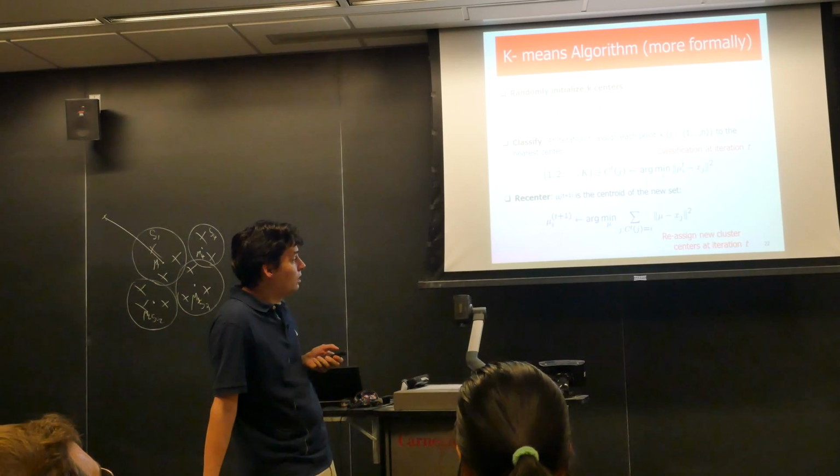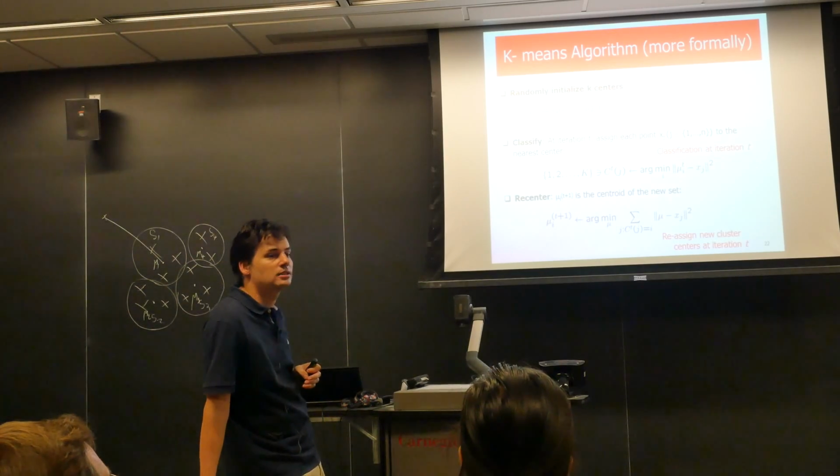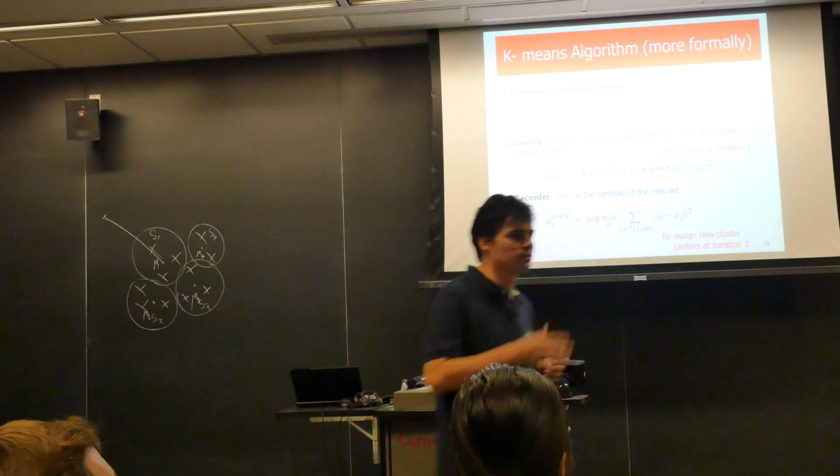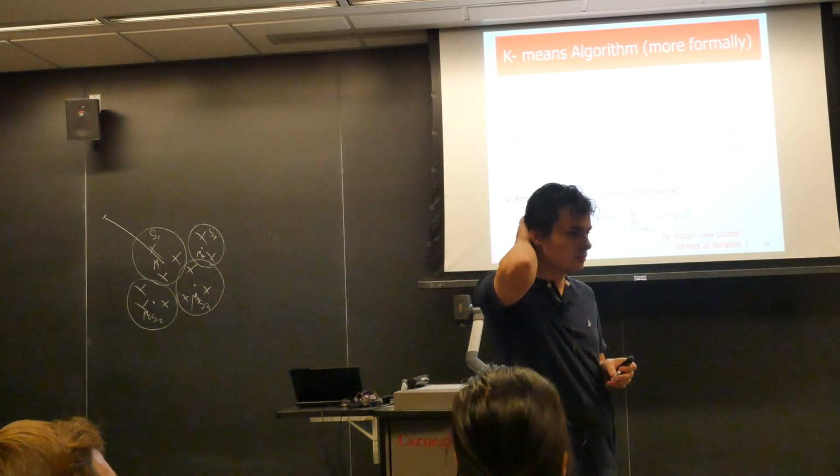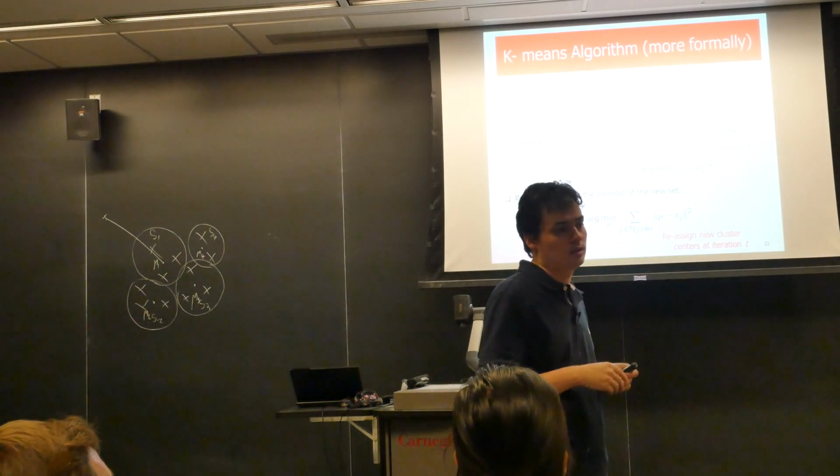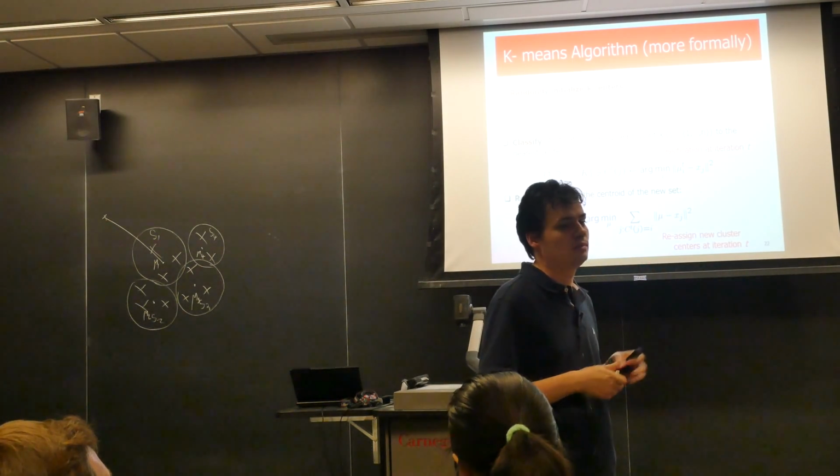Okay, so this is the algorithm. Yes? Why start with randomized means and not a randomized partition? Oh, you could do that too. Okay. Yeah. Either way is fine.